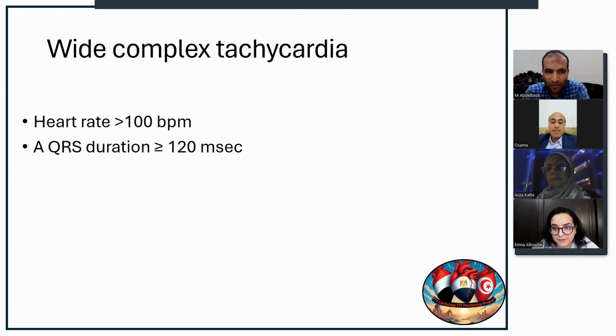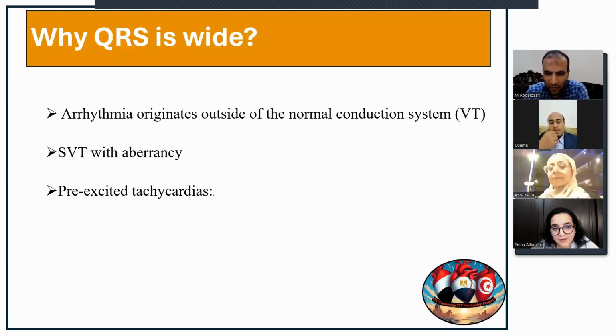Yes. So moving to wide complex tachycardia, which by definition is QRS equal to or more than 120. Dr. Amna, what is the differential diagnosis of wide complex tachycardia?